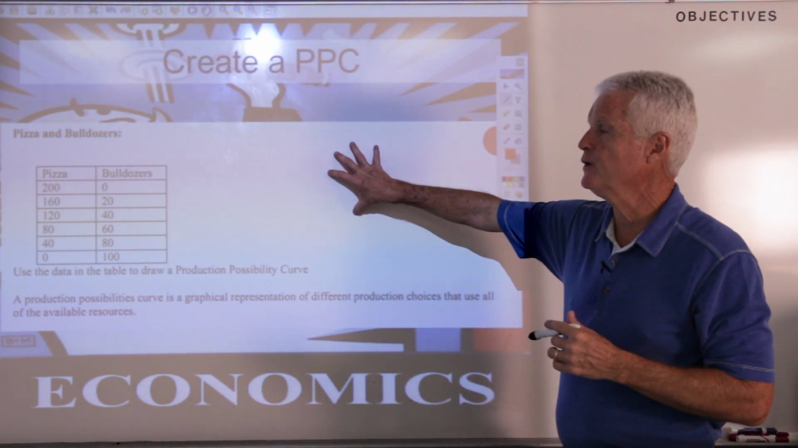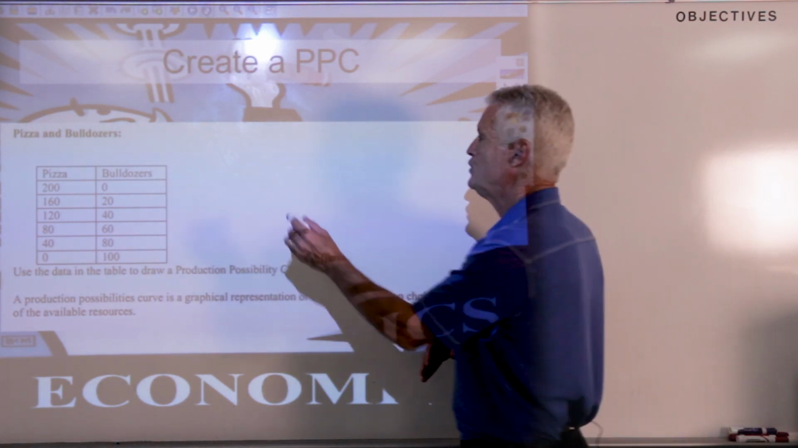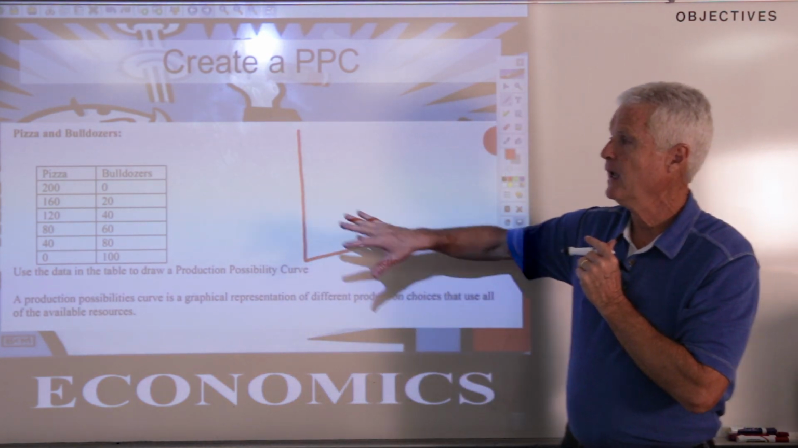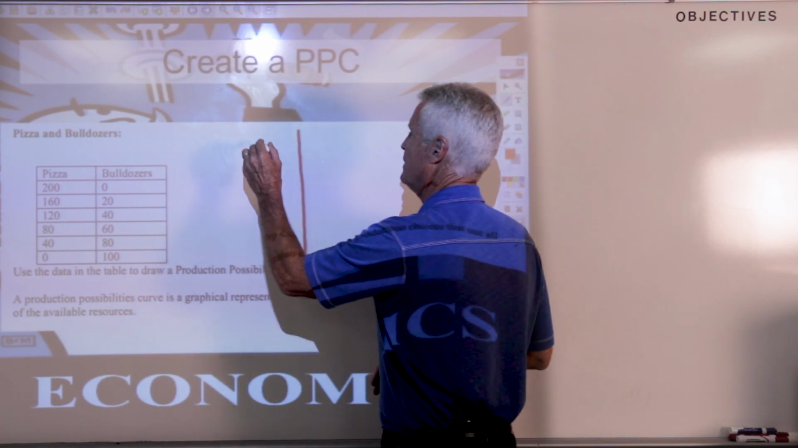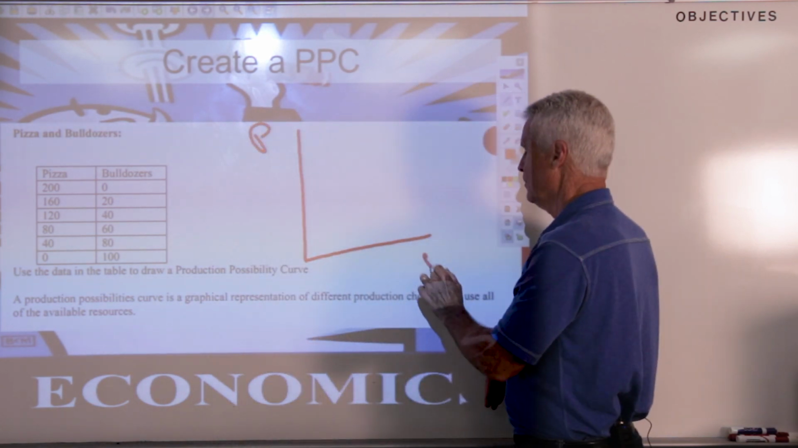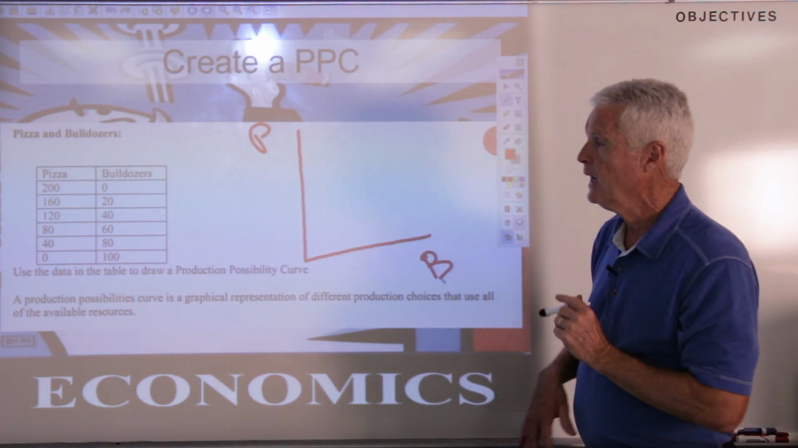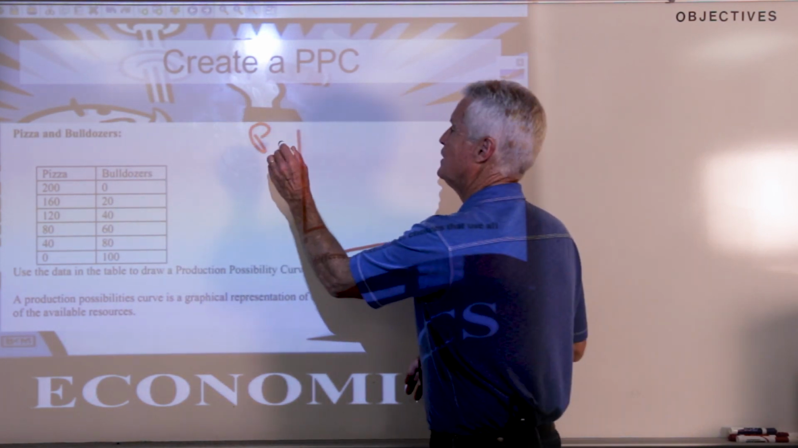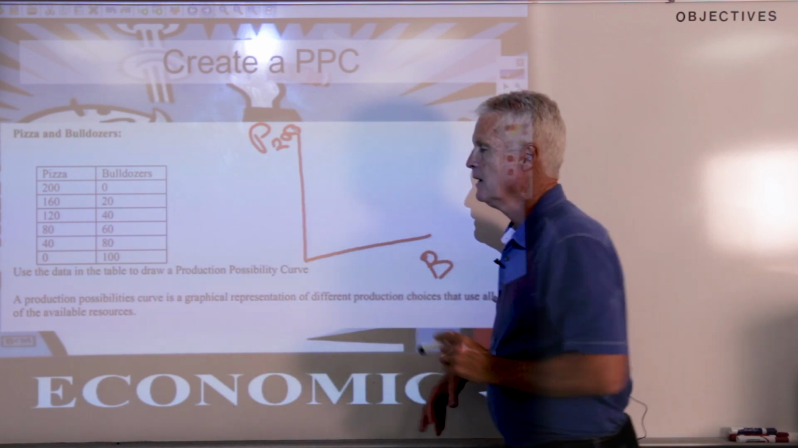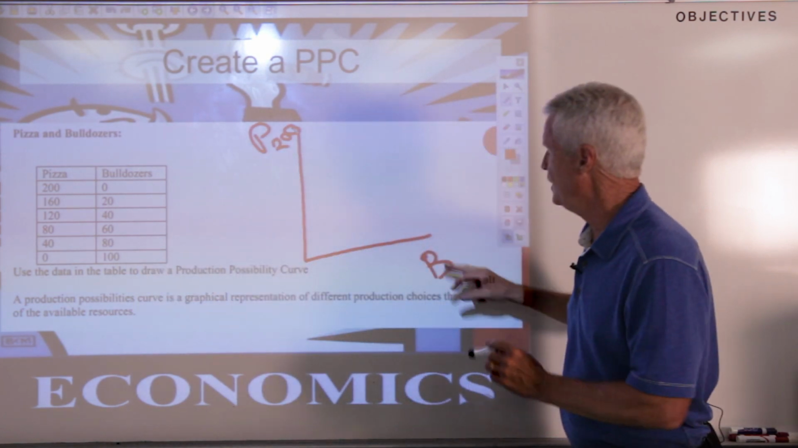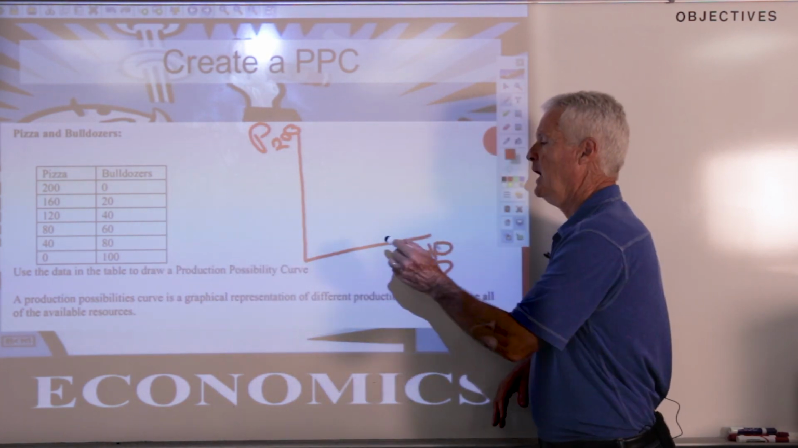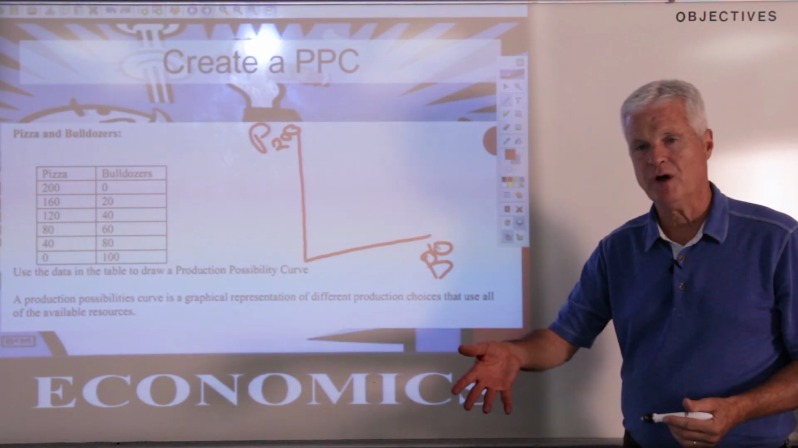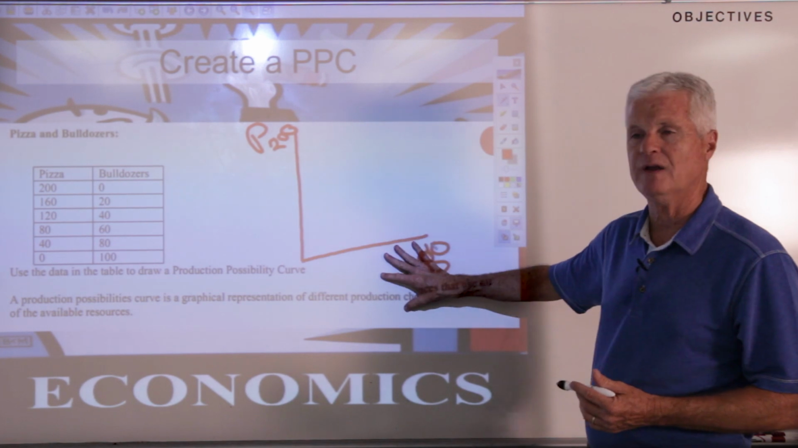Now what I want you to do is draw a production possibilities curve, and label it pizza. Let's put pizza up here, bulldozers down here, and then fill in these numbers. So up here would be 200 pizzas, and then down here would be 100 bulldozers, and then draw the numbers here and here. So pause the video for a second, see if you can go ahead and fill that in.